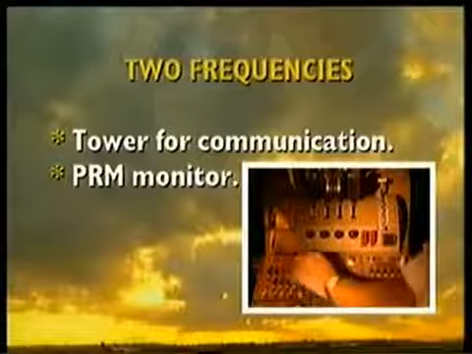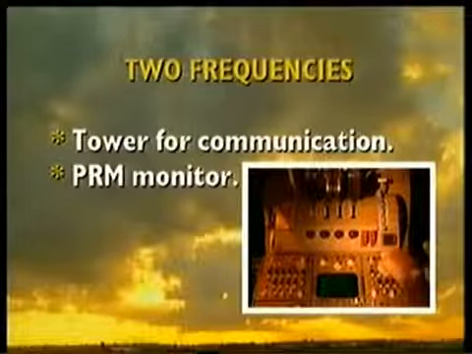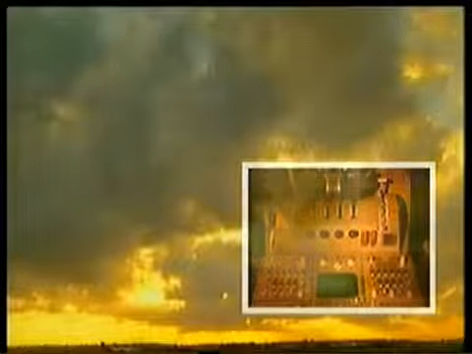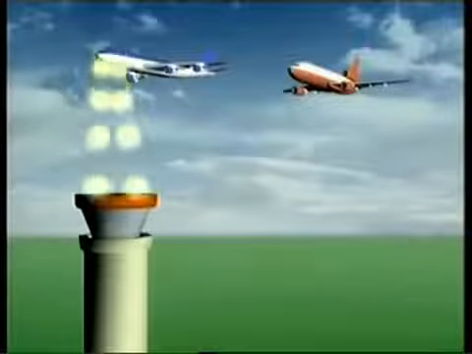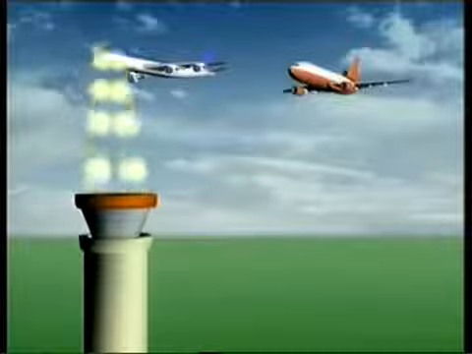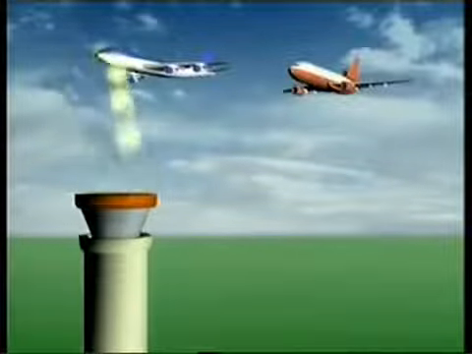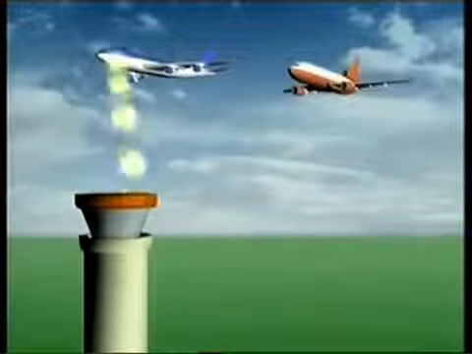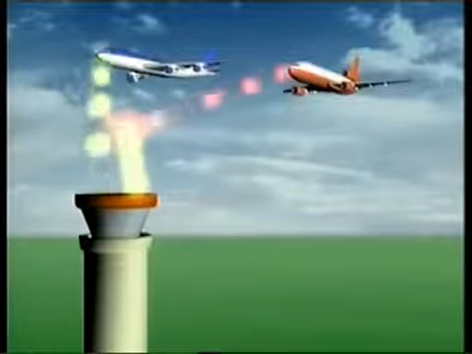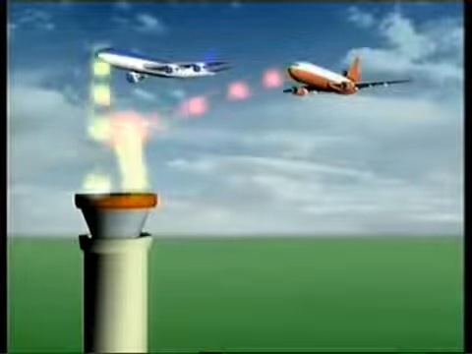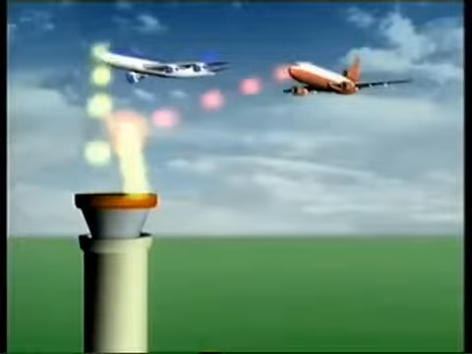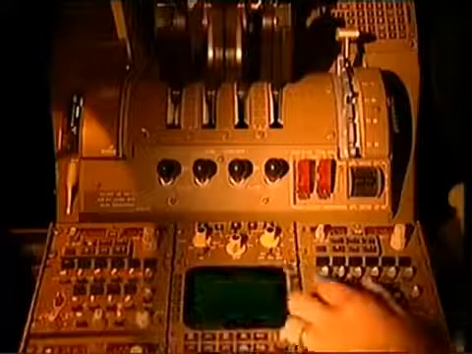The first is for two-way communication, and the second is to receive any messages should the first be blocked by a third party. When PRM approaches are being conducted, the controller will transmit on both frequencies all the time, but the pilots will only reply on the tower frequency. This will prevent any of the controller's information from being lost through over-transmitting. Set the volumes on both radios to the same level.